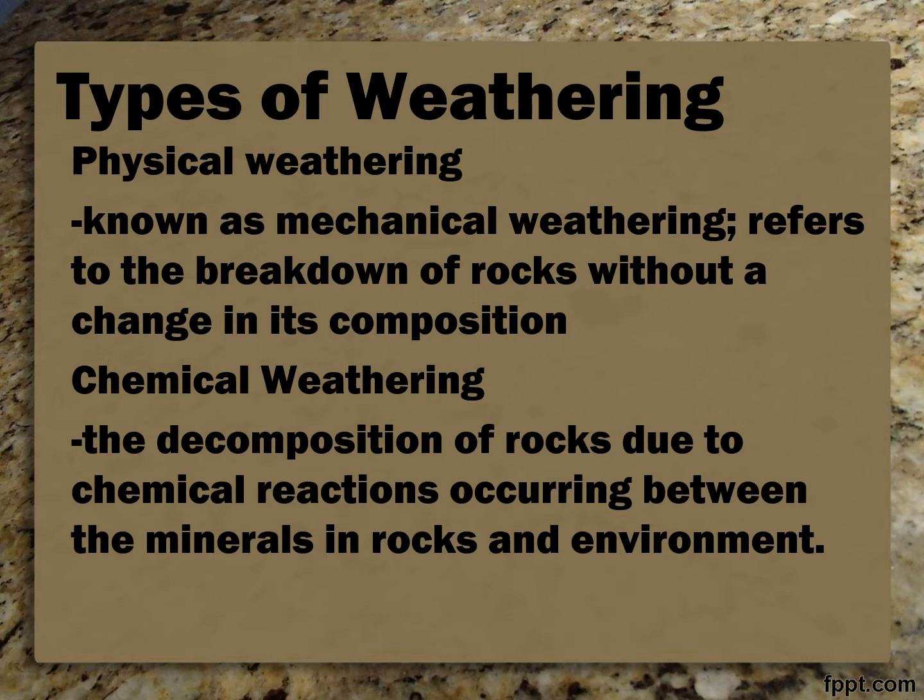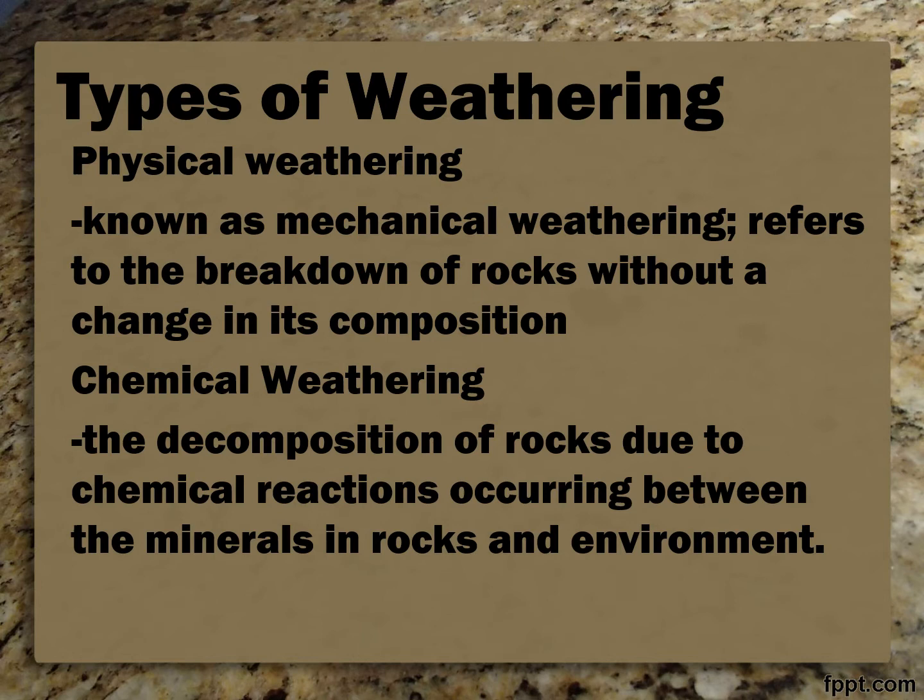While when we talk about chemical weathering, there is a decomposition of rocks due to the chemical reactions occurring between the minerals in the rocks and environment. In chemical weathering, there might be a change in the physical properties, the shape and the size, but certainly there is a change in the chemical composition of these rocks. Maybe from the outside until it enters the inside. But there's a change in the chemical composition of the rock being weathered.